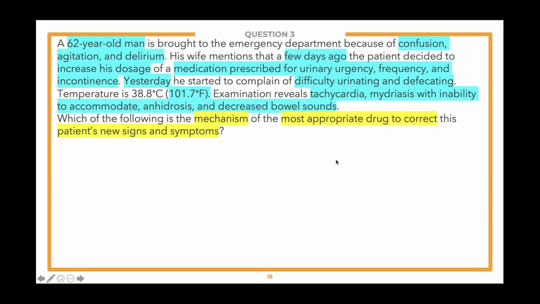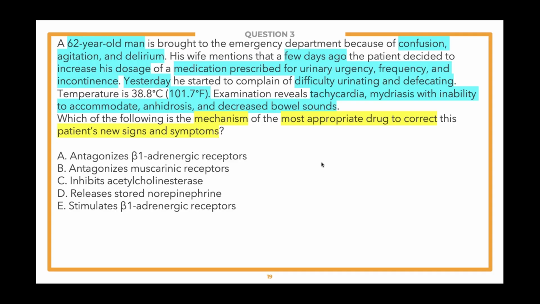With that, we're going to go ahead and uncover the answer choices, starting at E and working our way up to A like we always do. E stimulates beta-1 adrenergic receptors. D releases stored norepinephrine. C inhibits acetylcholinesterase. B antagonizes muscarinic receptors. Or A antagonizes beta-1 adrenergic receptors.